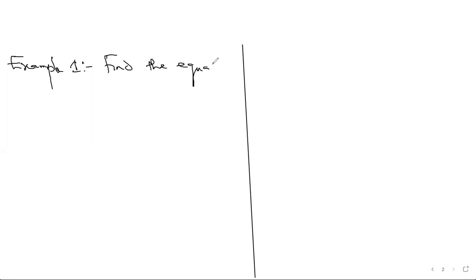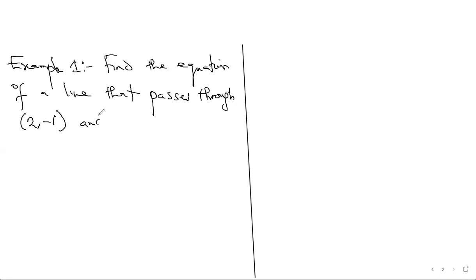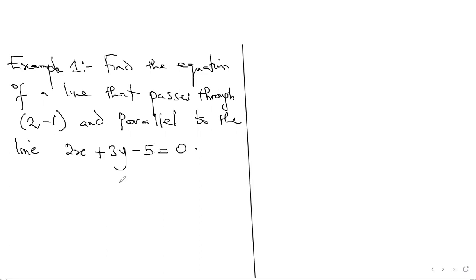Example 1. The question is, find the equation of a line that passes through (2, -1) and is parallel to the line 2x + 3y - 5 = 0. So how do we deal with this?